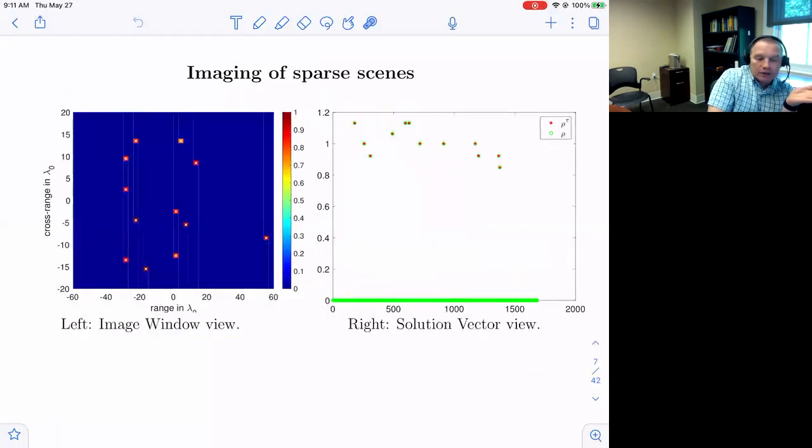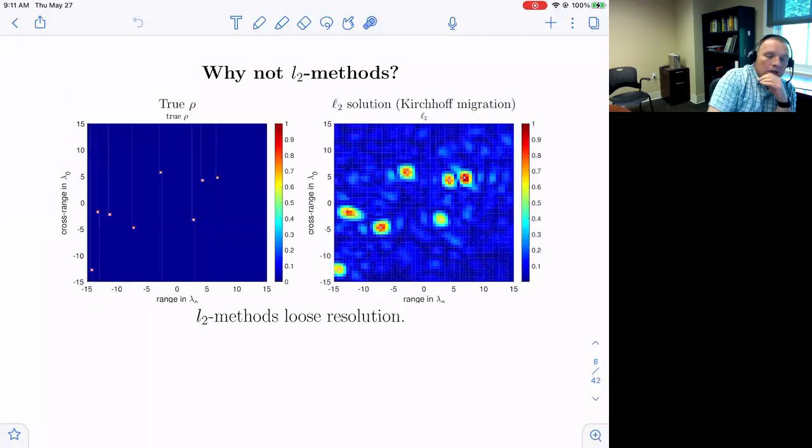So this is an ideal situation. That's what you can recover. You have scatterers and their positions are recovered exactly. And if you look at the amplitudes of the reflectivities, they're also recovered exactly. So red dots are sitting on the green dots. That's a perfect recovery of the signals. And it is done by L1 methods.